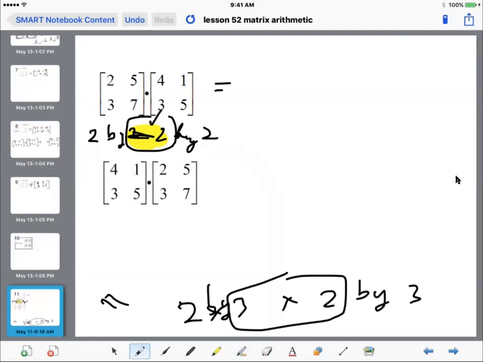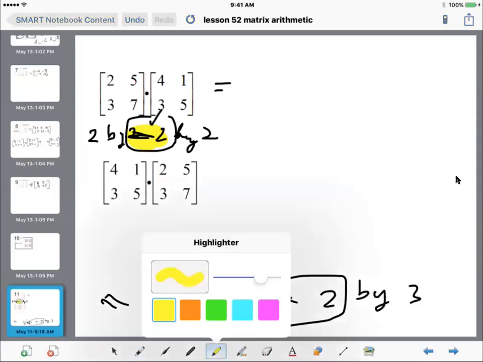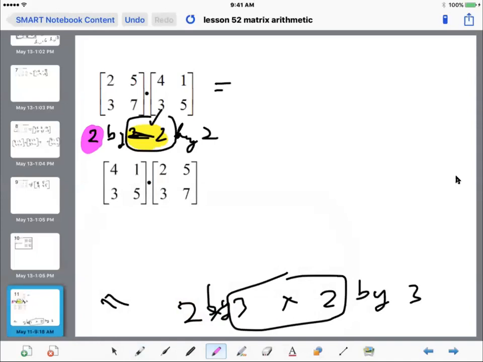But what are the dimensions of the answer? Well, that's where the other two numbers come in. These two numbers become the dimensions of the product. So in this case, it's 2x2. And I like to create a little template there. Since I know the answer is going to be 2x2, there are going to be these four slots that have to get filled in.